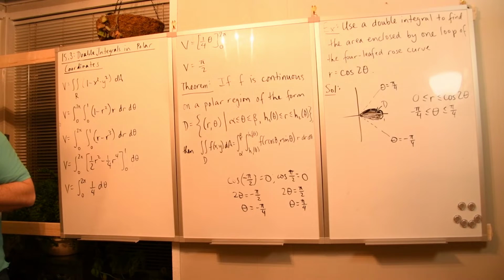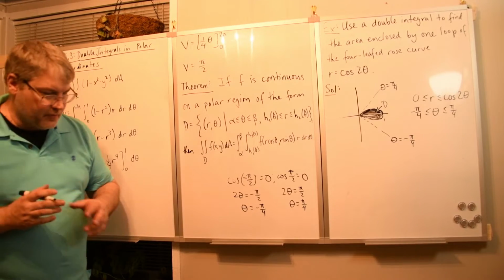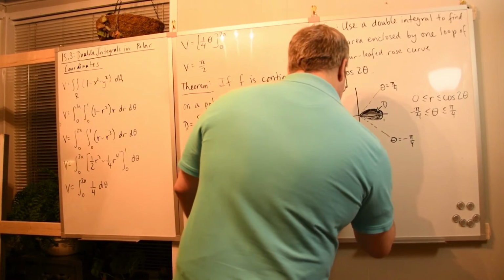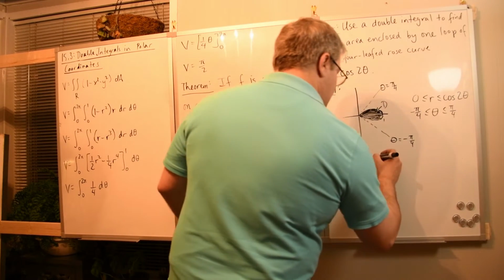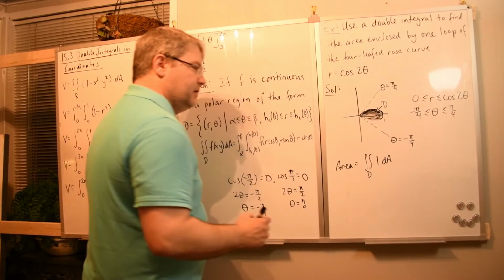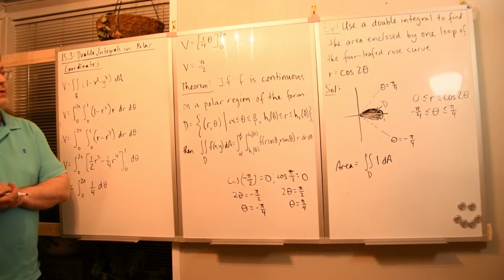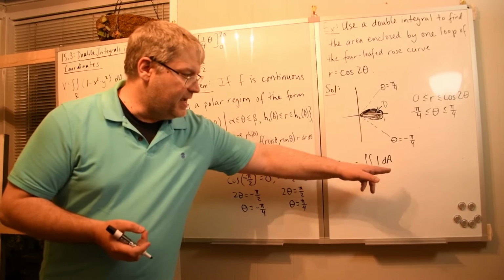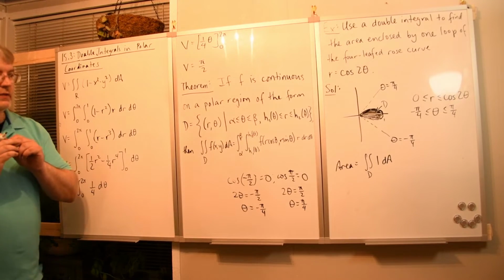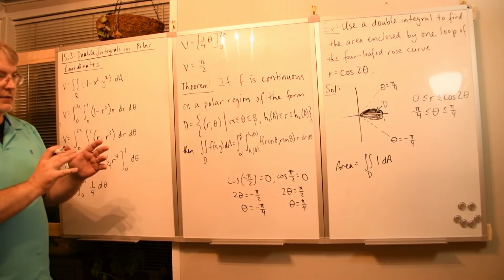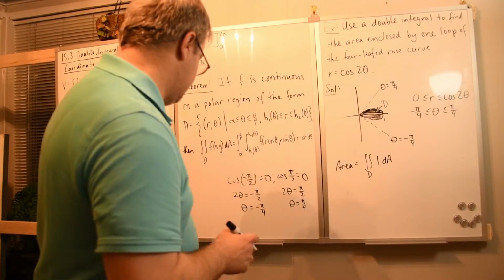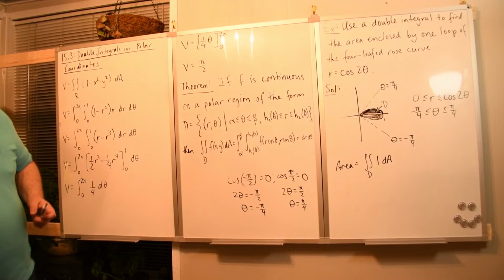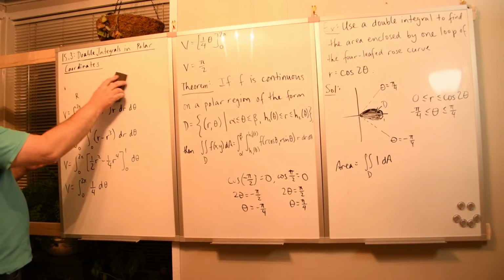Well, remember, the area of the region is going to be the double integral over D of 1 dA. But think about what dA is in terms of polar coordinates. It's r dr d theta. We know what the limits of integration are supposed to look like. And so we'll take a look at working this through over here.